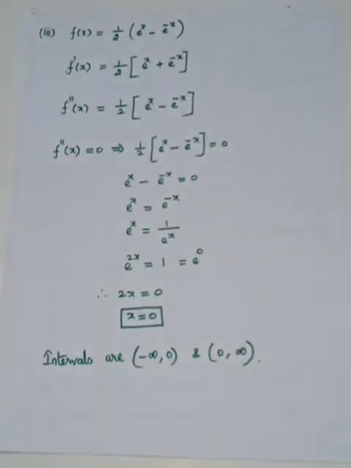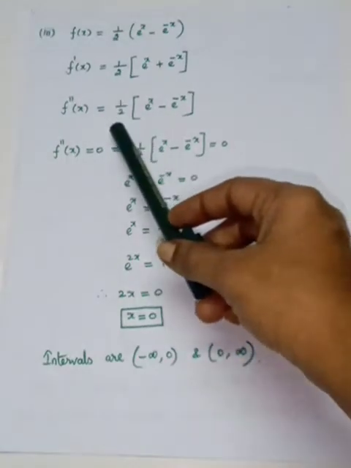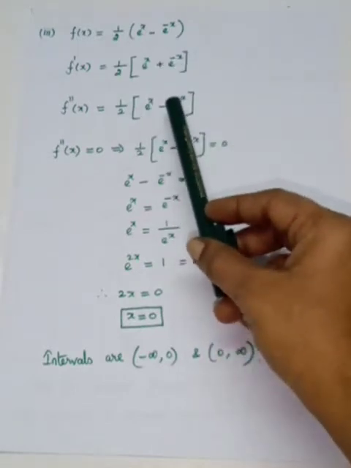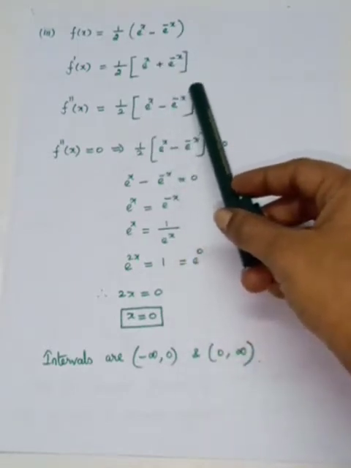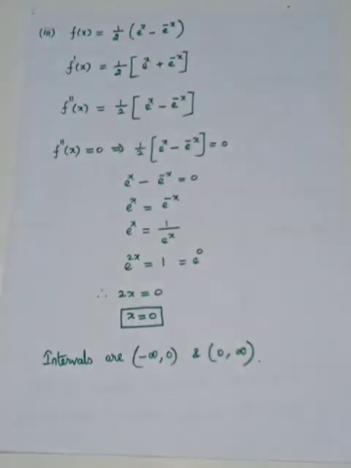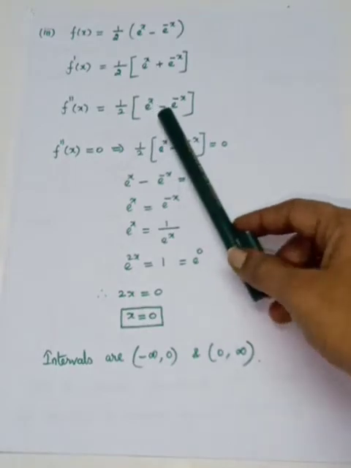The second step, you have to find the second derivative, f double dash of x. So half into e power x minus e power minus x. If you differentiate e power minus x, you will get minus e power minus x. So why has the minus come? e power minus x, if you differentiate, is e power minus x into minus 1. So that's why this minus is in the middle.